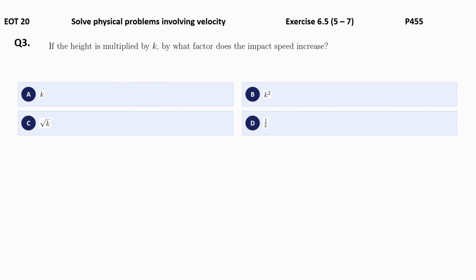This is a kind of understanding based question. In case the height is multiplied by k, by what factor does the impact speed increase? According to our formula, v is nothing but root 2as, right? So 2a has no change. Your s, which is your height, gets multiplied by k. So let us visualize it as k, and your height is displacement. We'll take it as s.